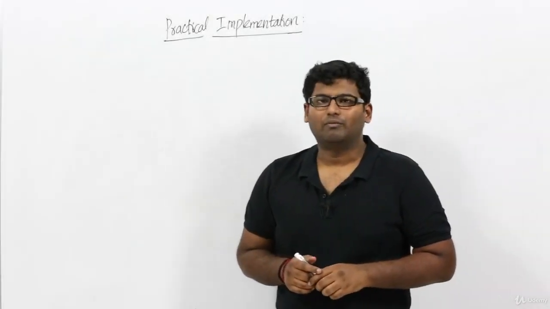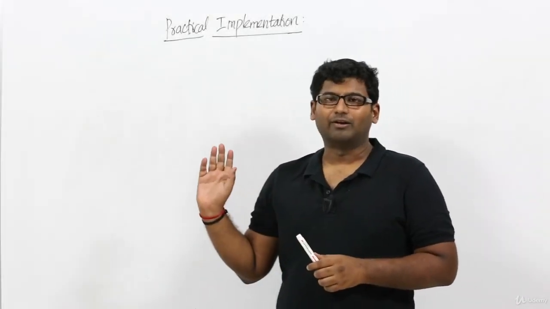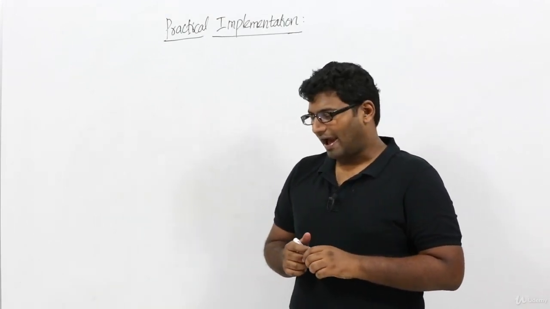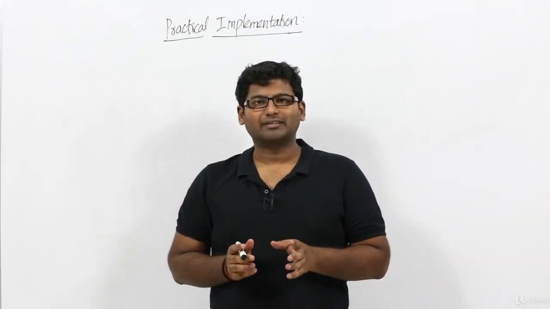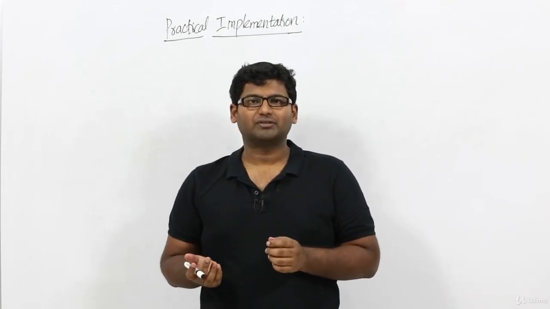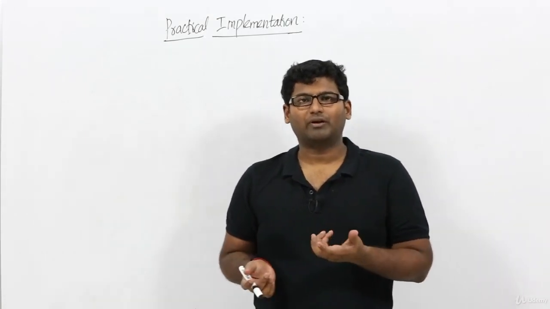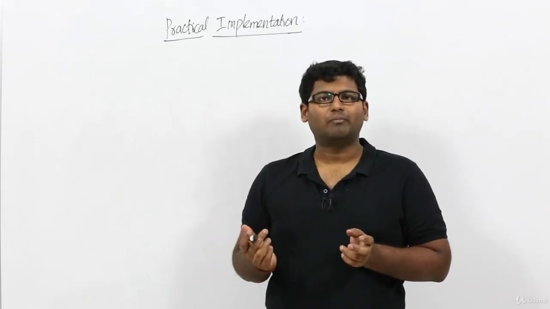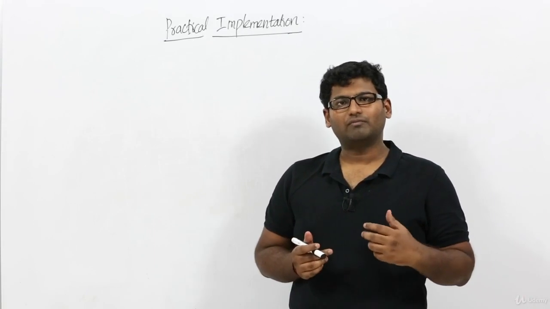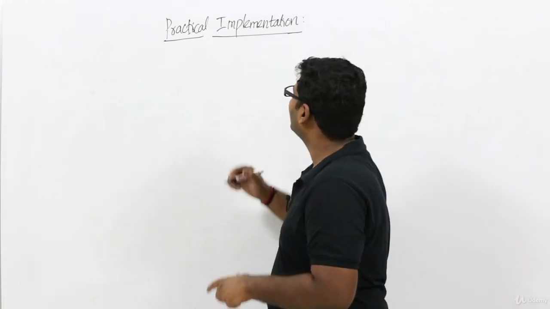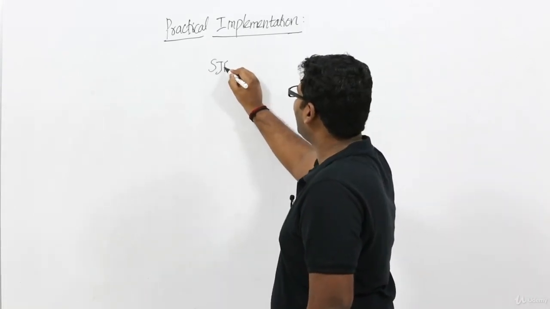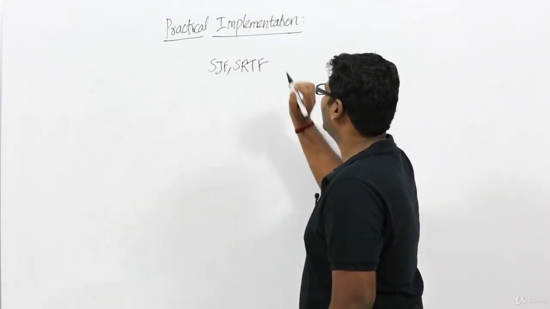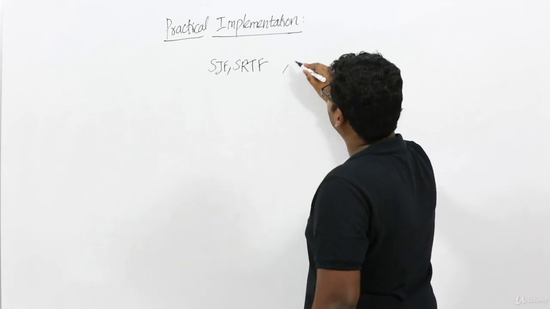So now let's see practical implementation of these three algorithms: SJF, SRTF and FCFS. Actually, SJF and SRTF have a better throughput than FCFS, right? And throughput is very important, because the higher the throughput is, the faster the computer will be. So both SJF and SRTF are very good in terms of throughput. Of course, SRTF is better than SJF, but still both are good algorithms compared to FCFS.